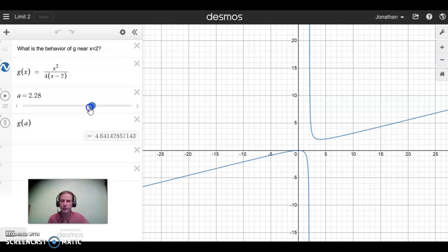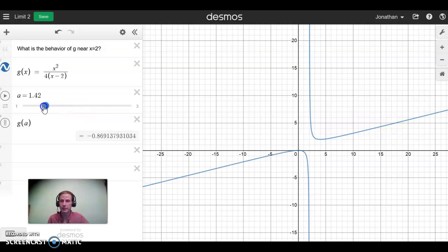2 from the right, then right now g is 4, now it's 5, now it's 6. As we get closer and closer to 2, it's now 7, now it's 17, now it's 34, now it's 51, and when I get the input to be 2.01, I get 101. So it definitely seems like the output values are blowing up.